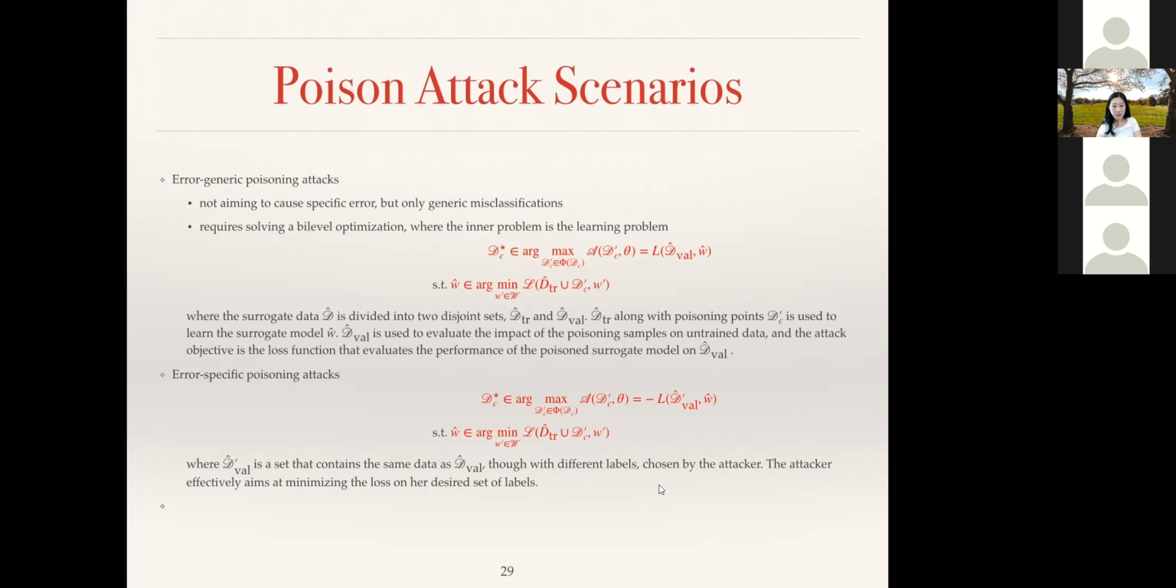It is a little hard to understand. Basically, the attacker can choose a different label, basically do a label shift of the surrogate validation set, so that they can effectively aim at minimizing the loss on the desired set of labels.